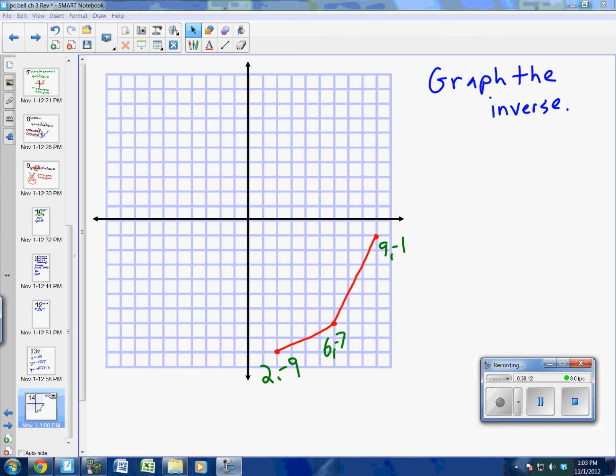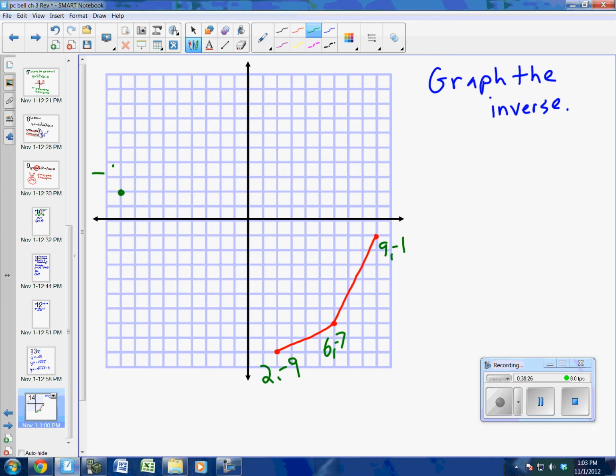Okay, so on this one right here, to find the inverse, all we do is what? Switch the x and y. And so instead of 2 comma negative 9, we are going to graph negative 9 comma 2. So negative 9 comma 2 is on the graph. Instead of 6 comma negative 7, we're going to do negative 7 comma positive 6.